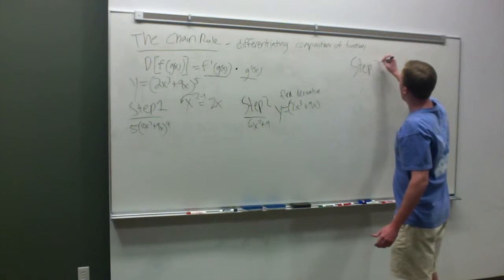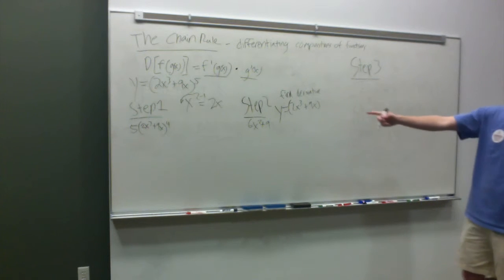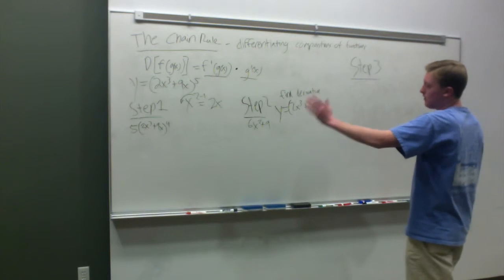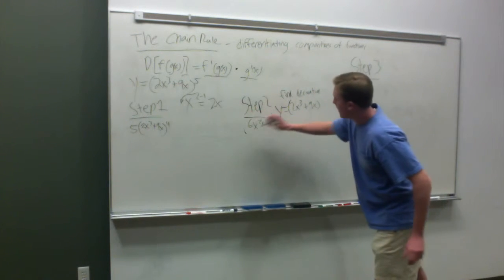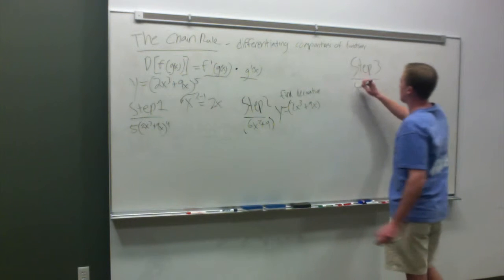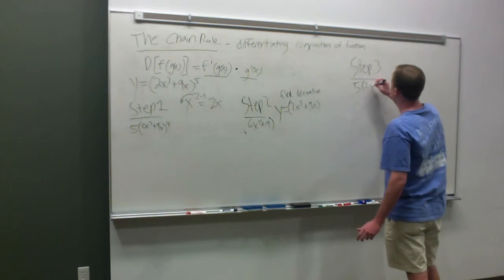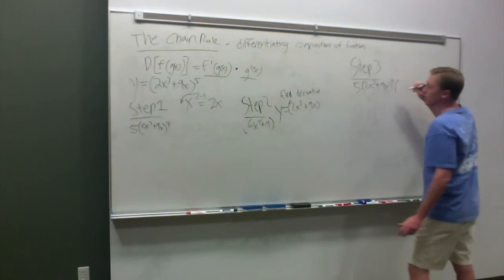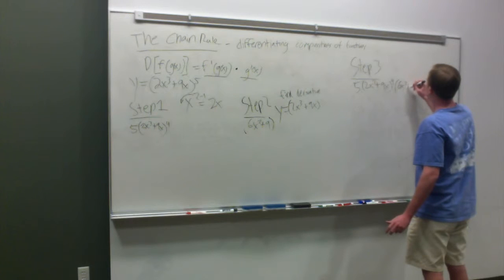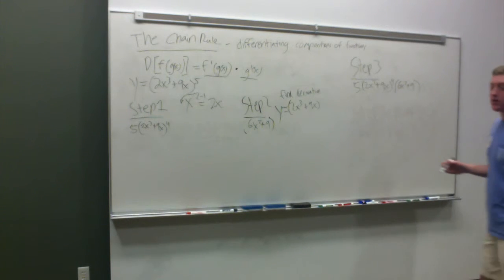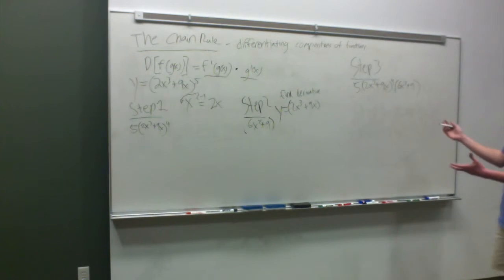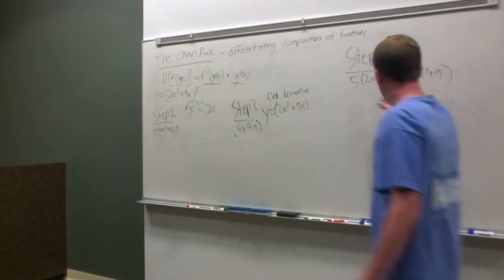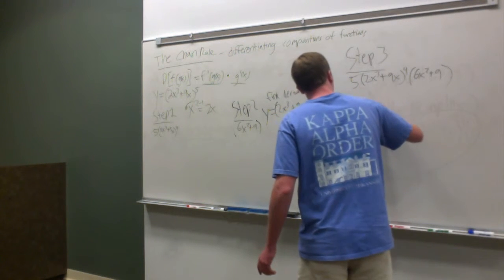Step 3. All we're going to do here is multiply step 1 by step 2. You're going to multiply 5 times (2x cubed plus 9x) to the fourth multiplied by (6x squared plus 9). So that's pretty simple. We're going to just bring this stuff together. 5 times (2x to the third plus 9x) to the fourth, times (6x squared plus 9). All right? So that's pretty simple. And usually you're done. You're good. That's our answer. But in our case, we're going to simplify, and that's step 4.